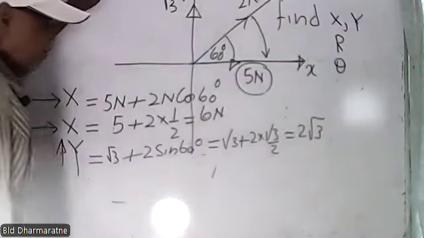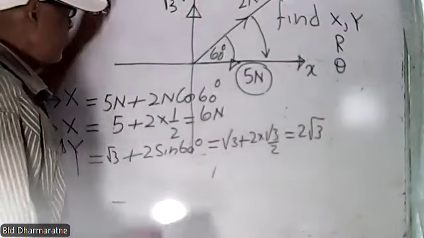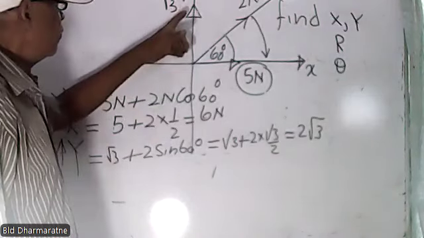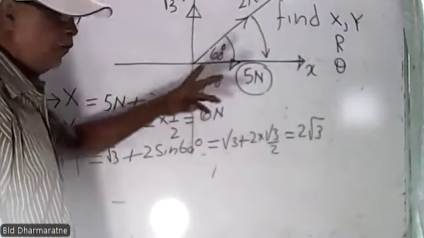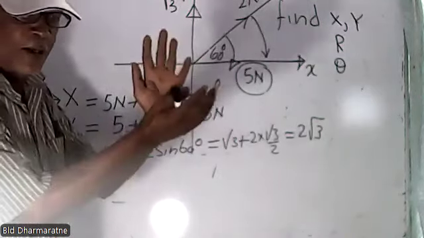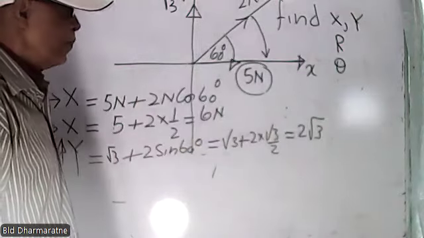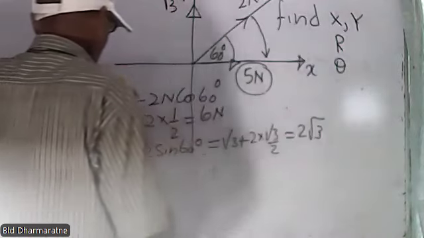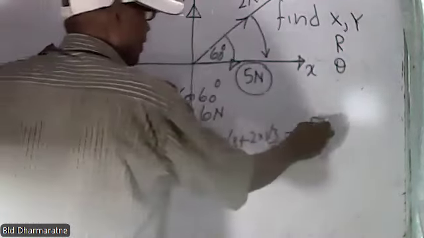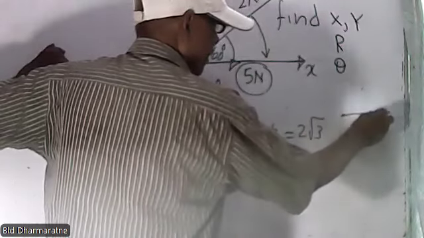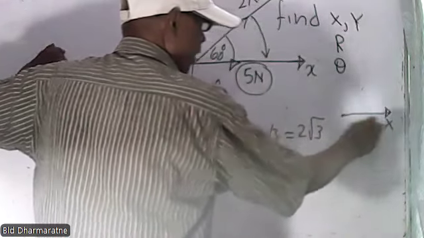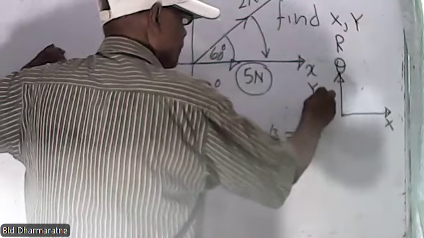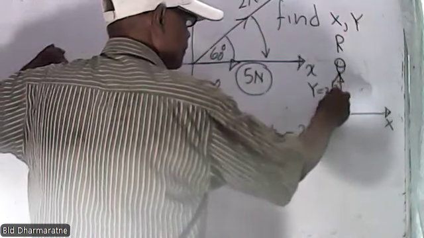Now x and y we know. Actually, the various forces, 1, 2, 3, are broken into two forces in perpendicular directions. Now we get the result. How to get the result? We represent x and y: x in this direction and y in this direction. X is 6 and y is 2 root 3.